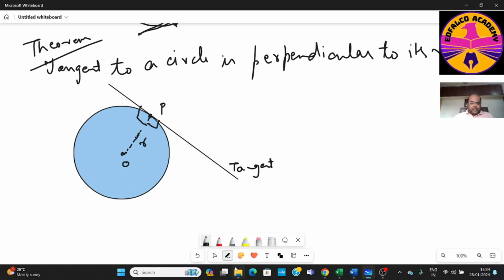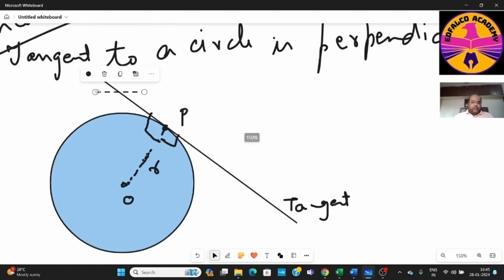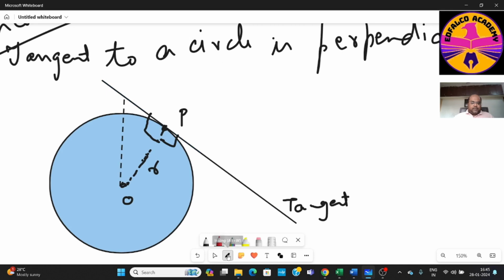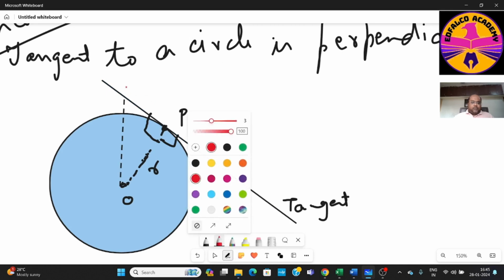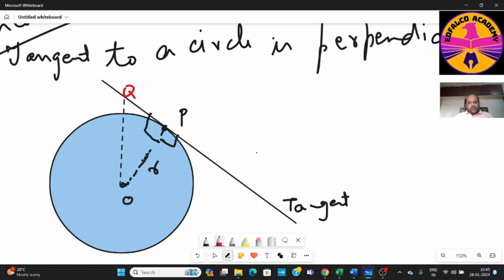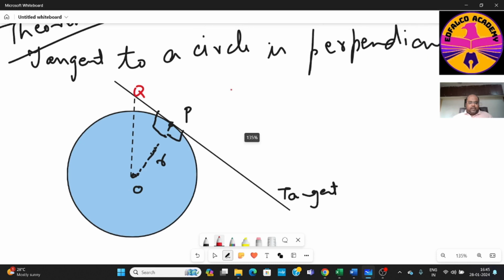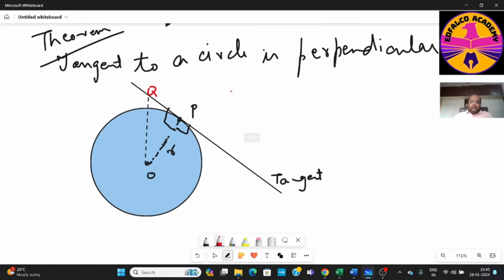So how do we prove that indeed this is the case? In order to prove this, let's make another line, assuming that we have some other point over here, and we make a line like this. So we have made another point, slightly away from point P. Let's call it point Q.